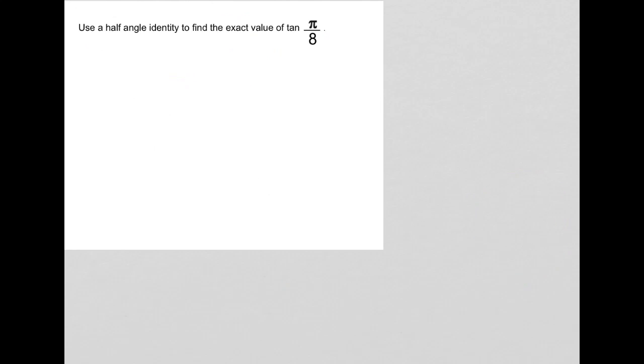Okay, now I have used a half angle identity to find the exact value of tangent of pi over 8. I need to know what pi over 8 is equal to. Well, what did I do with that 22.5? I multiplied it by 2, didn't I? So that's exactly what I'm going to do to this pi over 8. I am going to multiply it by 2 to see if I can find a principal angle on my unit circle to substitute. See, that's 2 pi over 8, which is equal to pi over 4.